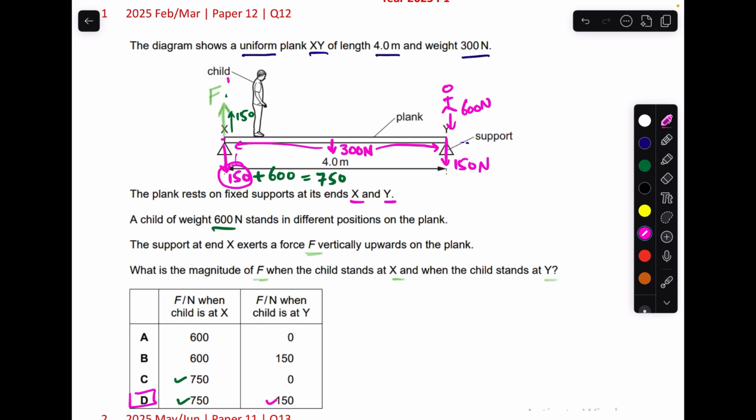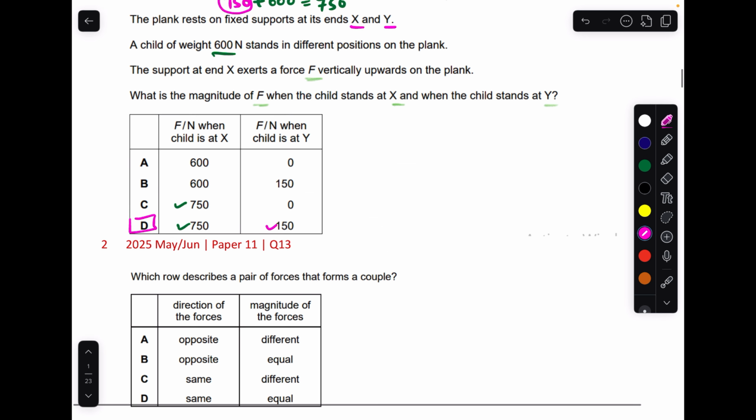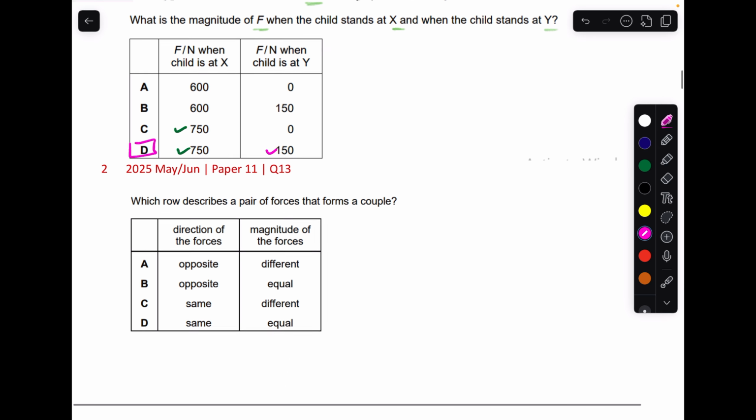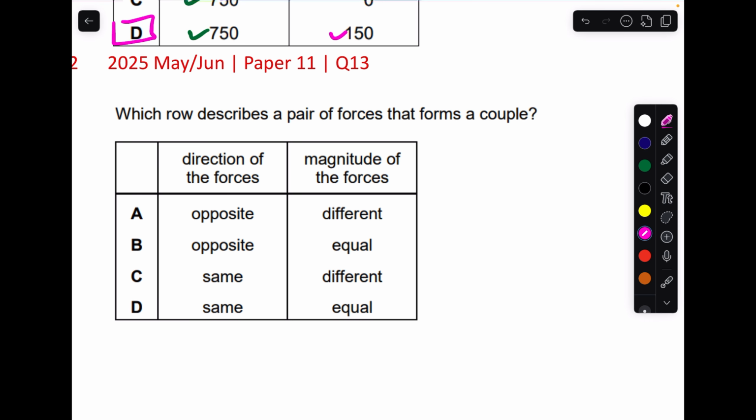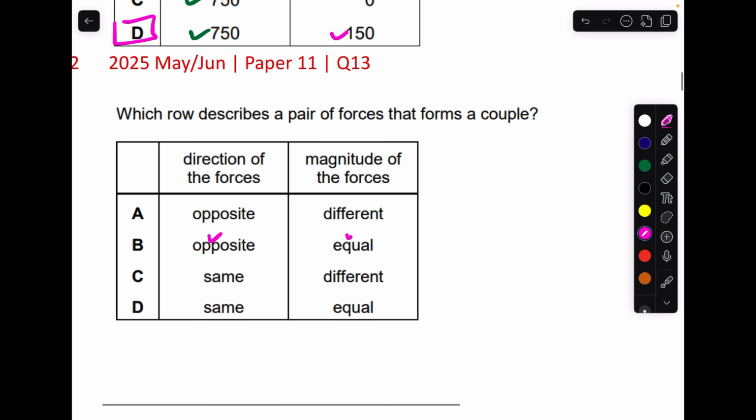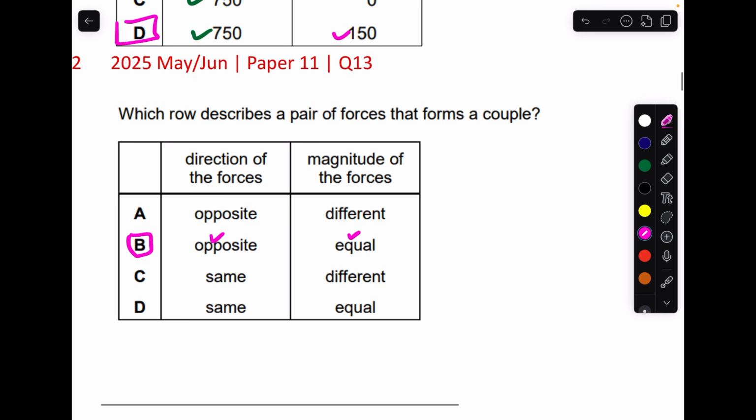Let's move to the next question. The next question asks which option describes a pair of forces that forms a couple. What is a couple? A couple is basically when two equal but opposite forces act on an object and it starts rotating. Their lines of action should be different. So it should be equal, it should be opposite. So it's option B.